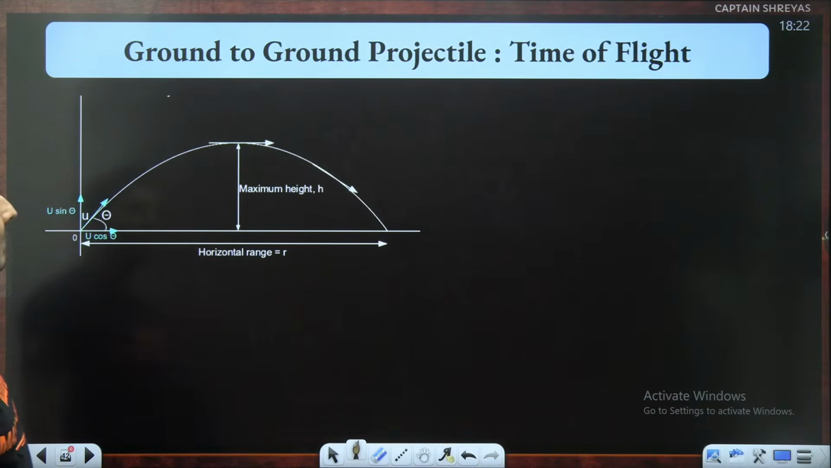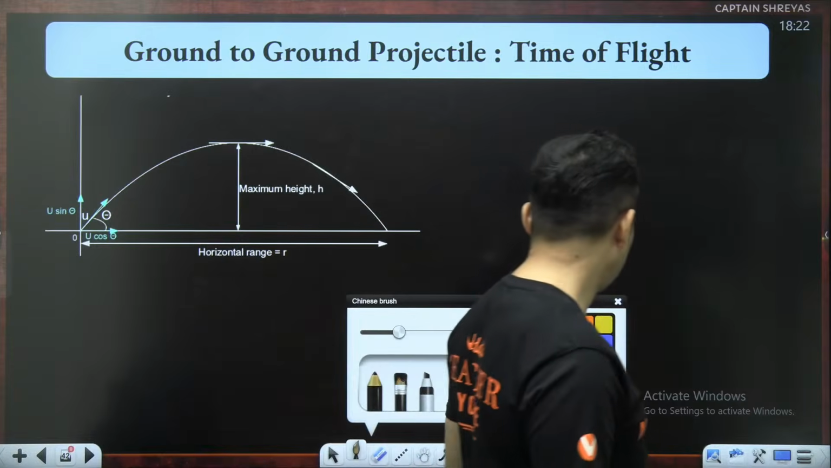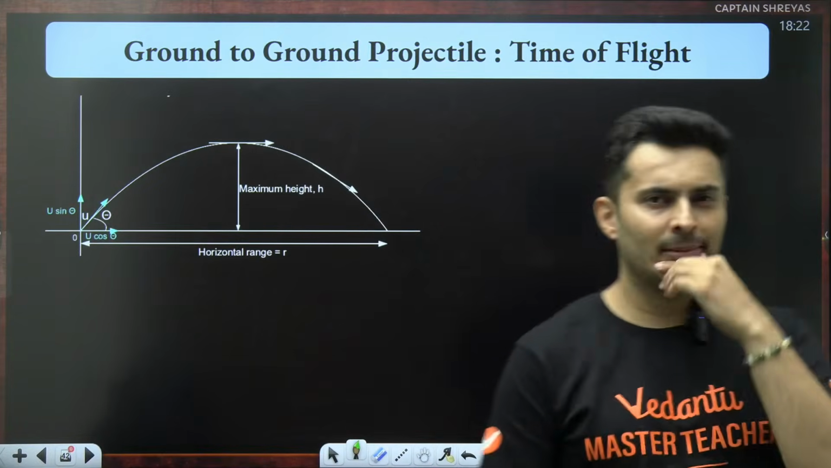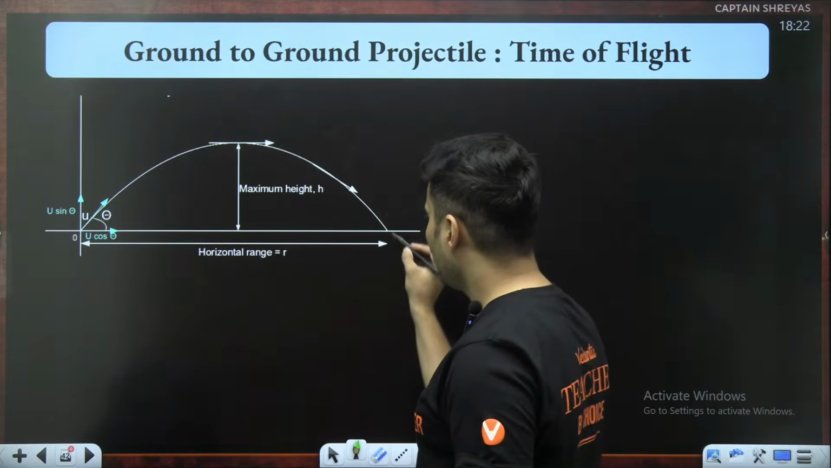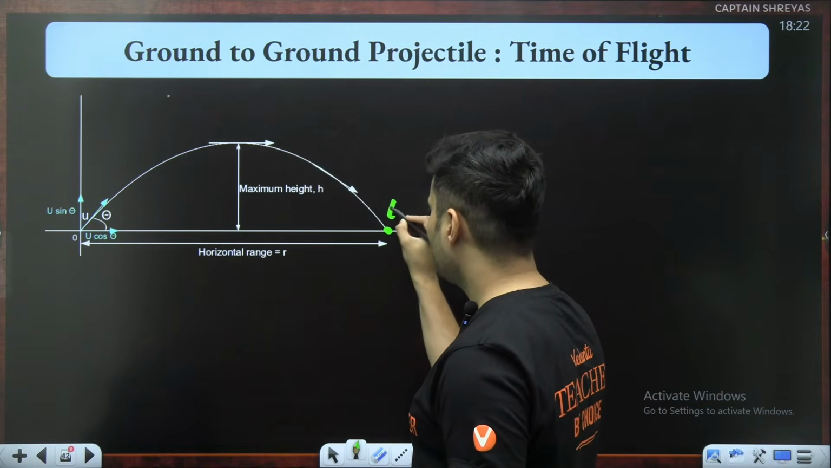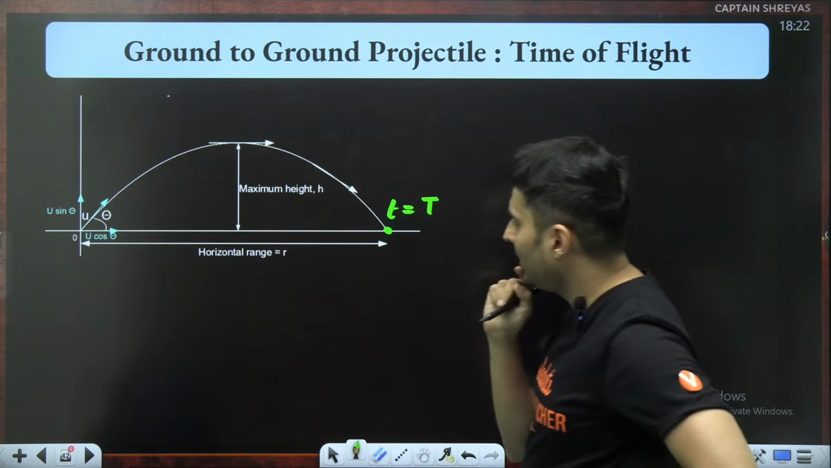Moving on to the next derivation. Okay, what is it? Time of flight. How do I find time of flight? This entire journey, by the time it reaches here, the total time is t. What is so special about this point?